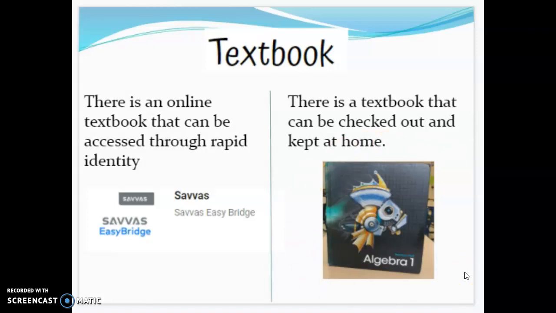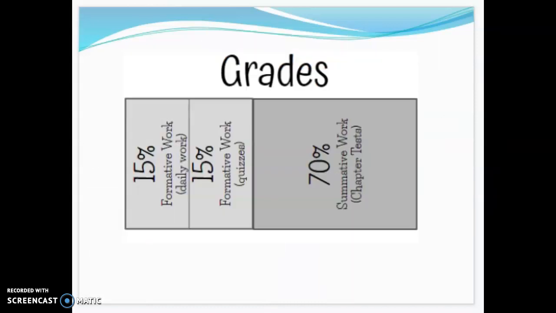You can keep it at home in case you ever want to reference it. Also, 8th graders, there's an online textbook. You can access it through Rapid Identity, and this is what it's called. It's EasyBridge Savvas. I'm not exactly sure how you say it. This is different than last year. SAVVAS. If you just search it, you'll be able to access it just for a resource. I'm not sure how much we'll use it this year, maybe later on in the year, but I'll definitely have you practice in class.